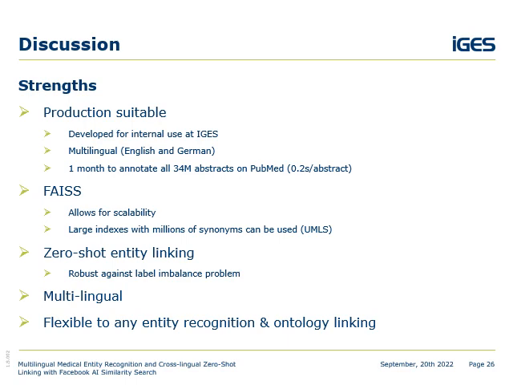For starters, our model is production suitable as we have developed for internal use at IGES a model based on this described architecture. It's multilingual and can perform on any of the languages which XLM-RoBERTa is trained on, but in particular we use this for English and German. We were able to annotate all 34 million abstracts on PubMed at about 0.2 seconds per abstract in under a month. The use of FAISS allows for scalability in that we can have very large indexes with millions of synonyms, such as those in UMLS.